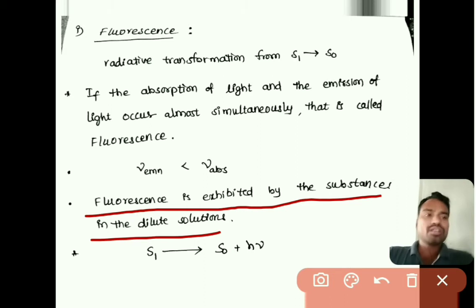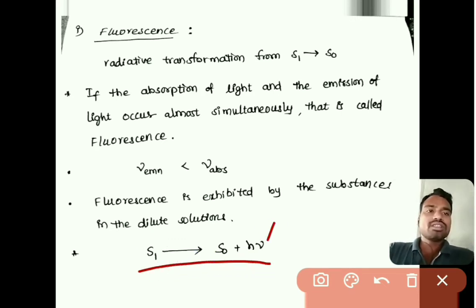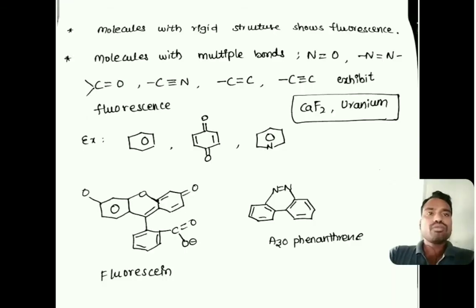So that is a molecule coming from the first excited singlet state to the singlet ground state, that is S1 to S0, by giving out the energy, that is hν'. So that is what is called fluorescence, right? What kind of molecules show fluorescence?